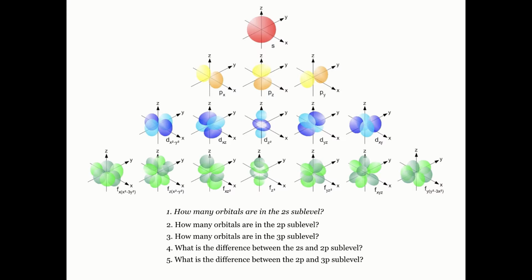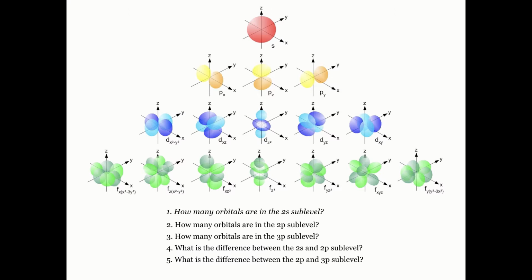So for question 1, how many orbitals are in the 2s sublevel? There's going to only be 1. How many in the 2p sublevel? 3. How many in the 3p sublevel? Again, only 3. Now, question: what is the difference between the 2s and the 2p sublevel? Well, first of all, the 2s only has 1 orbital and the 2p has 3.